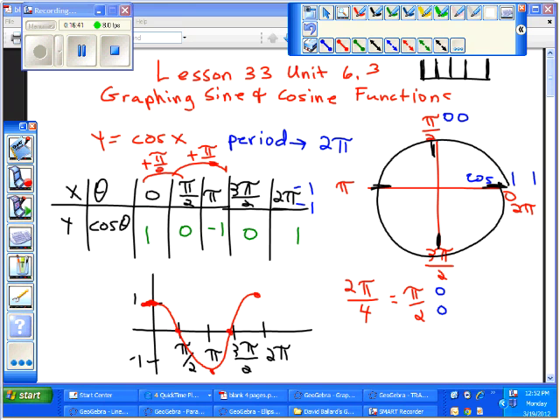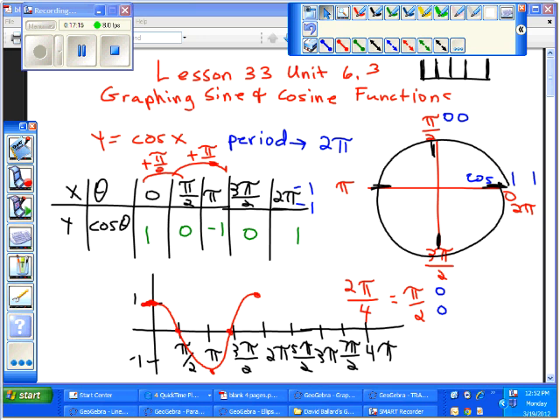Now that's 2 pi. We went one full period. But what if we continued on to 4 pi and 3 pi and 5 pi over 2 and 7 pi over 2? Are you getting the idea that you have to know something about fractions to be able to do trigonometry? And the calculator doesn't always help. You've got to kind of be able to do it in your head. You get kind of jammed up.